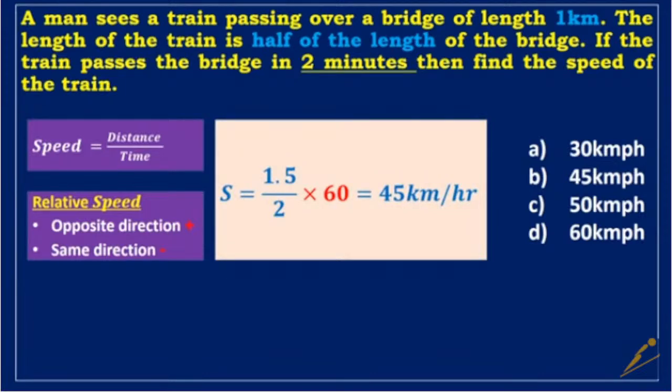Substitute 1.5 kilometers and 2 minutes into the speed, distance and time formula, then multiply by 60 to convert minutes to hours. As a result, the train speed is 45 kilometers per hour.